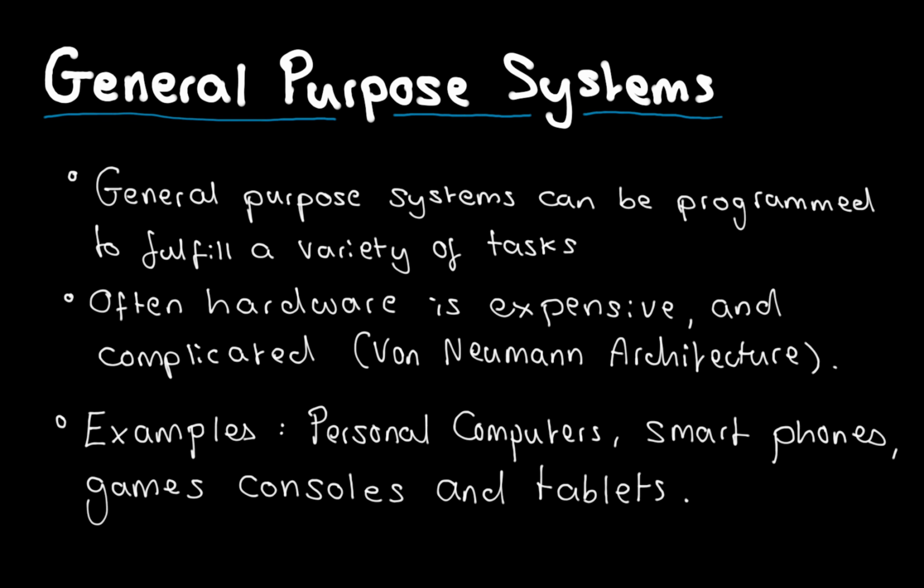Examples of general purpose systems are probably what you're watching this on now. So smartphones, laptops, desktop PCs, game consoles, tablets, smart TVs. My rule for this is basically, if it can run Tetris, it's probably a general purpose system.